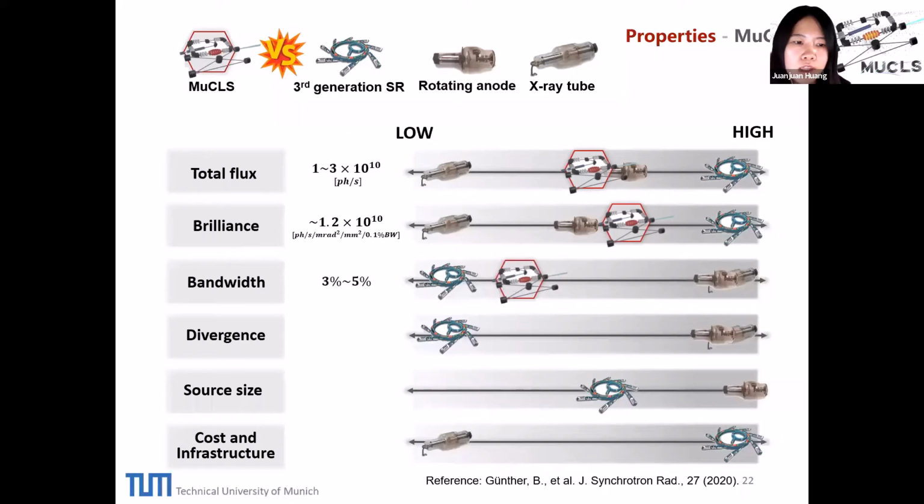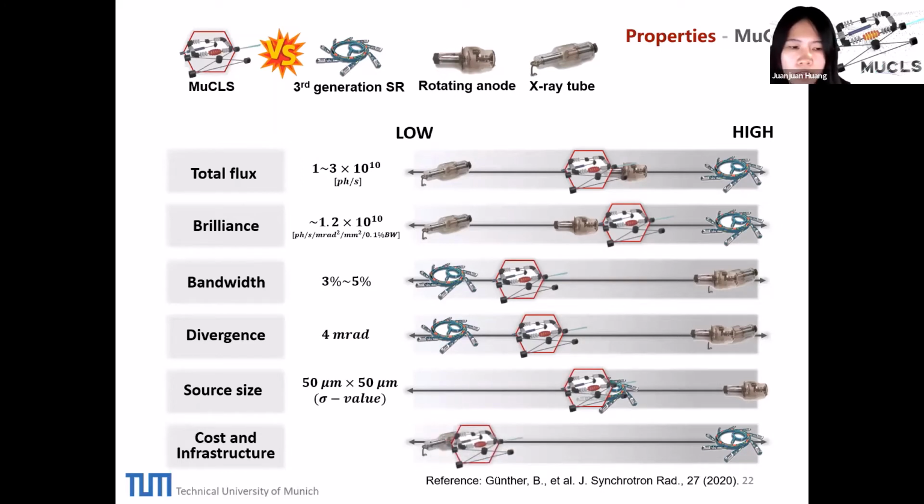The bandwidth is 3 to 5%, which is more or less similar to that of synchrotron. The divergence is also much smaller than X-ray tube, which is 4 milliradians. The source size is around 50 microns, and again, similar to that of synchrotron. And in the end, the cost and infrastructure is lying in between the large facility and the traditional X-ray tube.